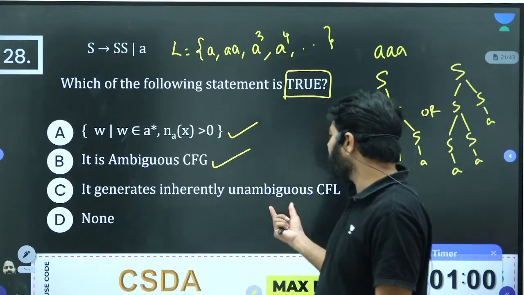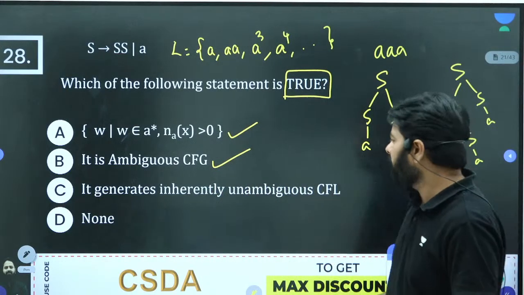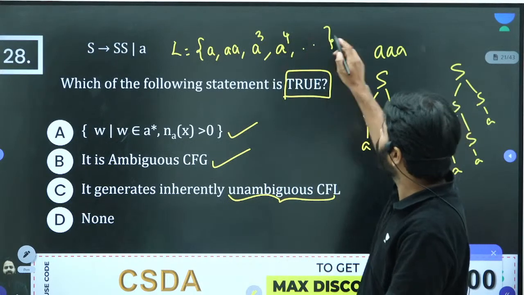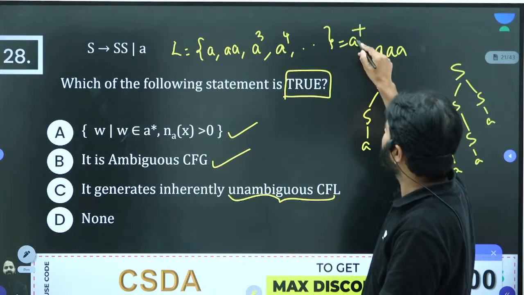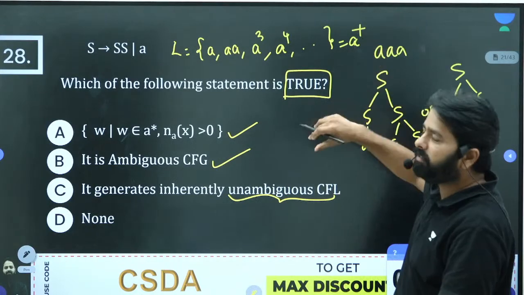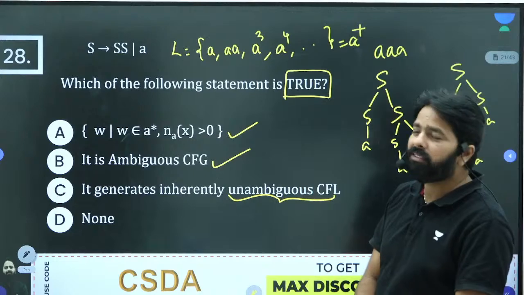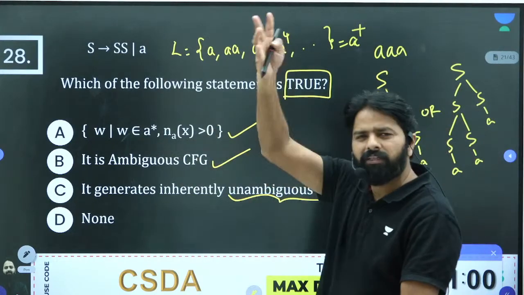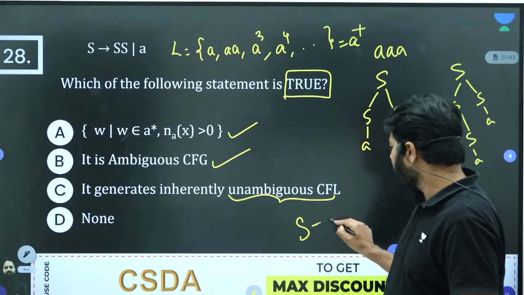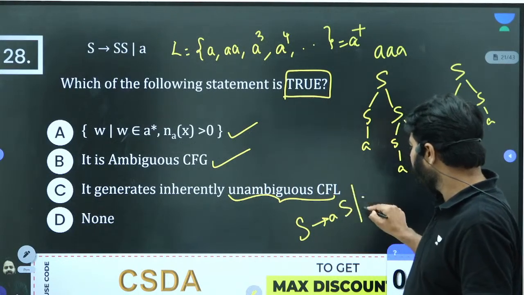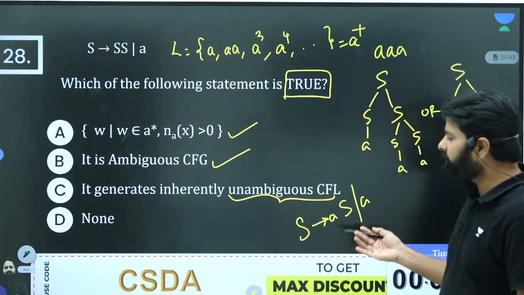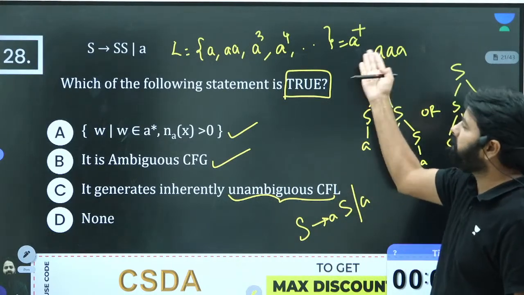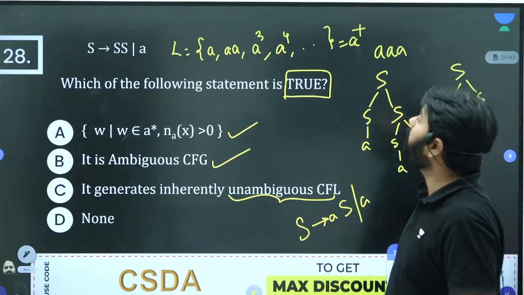Is the language inherently unambiguous CFL? Inherently unambiguous CFL means, for this language, what is it? A plus. Is this inherently unambiguous? If it were, there should be no unambiguous grammar for it anywhere. Can I write it this way? S derives aS or A. Yes. For A plus, we have an unambiguous grammar. That means this language is unambiguous language.